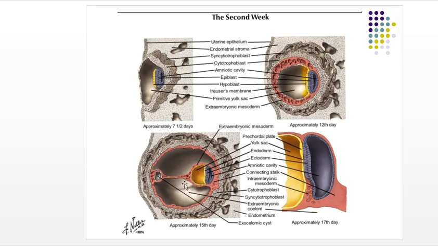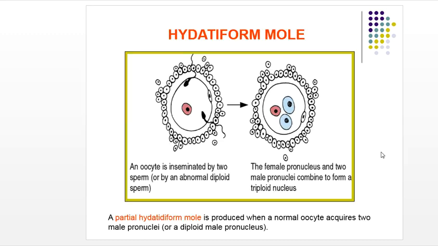At approximately 15 days you can see the remnant of the primitive yolk sac, named the exocoelomic cyst, and here the yellow color is the yolk sac. Here is the secondary or definitive yolk sac, whose roof is made by the hypoblast. Here is the amnion cavity, and the floor of this cavity is formed by a columnar layer, named the epiblast cell layer.